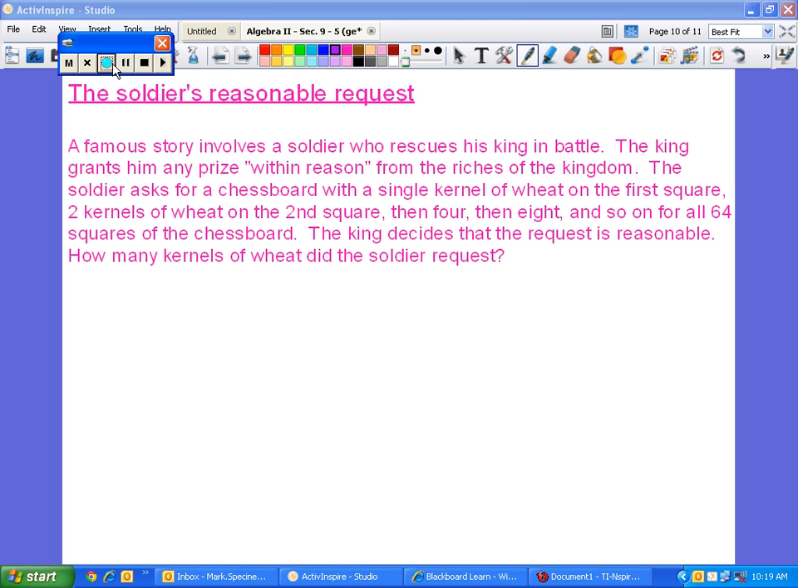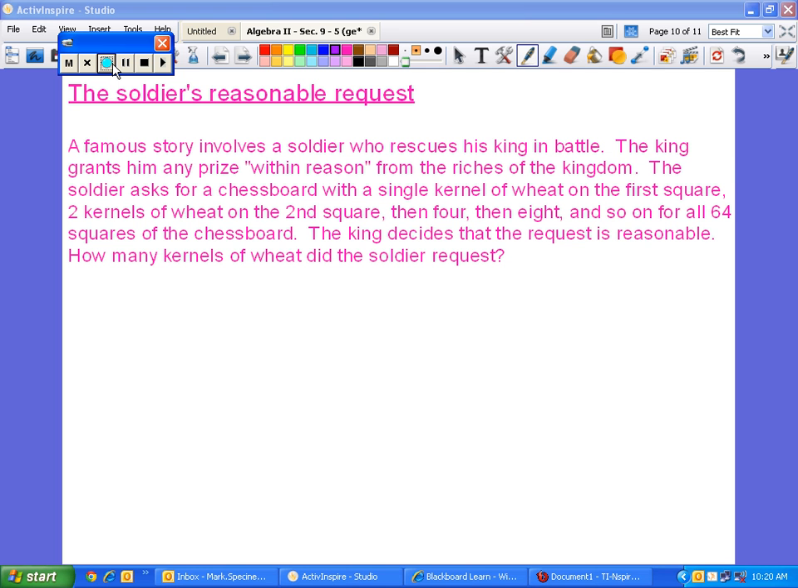And then I want you to put 2 kernels of wheat on the next square, and 4 kernels of wheat on the next square, and so on until the checkerboard is filled with wheat. The king thinks about it for a second and says, you got it. So now our question is, how many kernels of wheat did the guy actually end up getting?